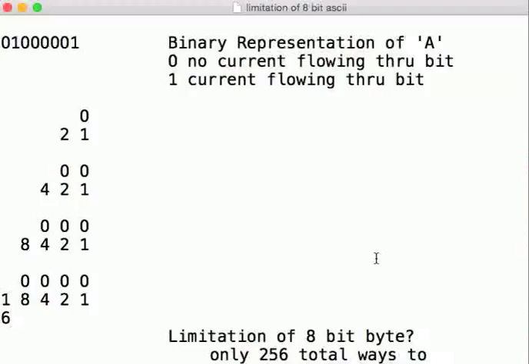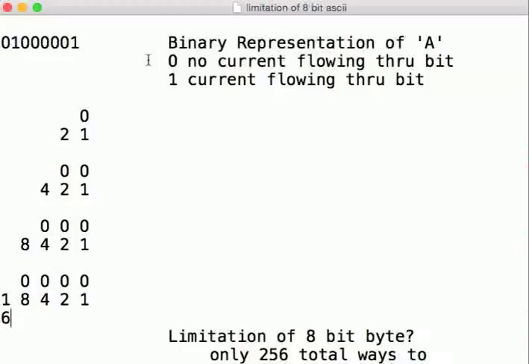In a previous video, we talked about how character A would be represented with the second bit on the left, the 64, and the last bit on the right, the 1, being the two bits that have electricity flowing through them. Well, some people say that the computer understands capital A to be 01000001, and that really is the binary representation of a capital A. You see, binary is a numbering system that only has two values, a 0 and a 1.